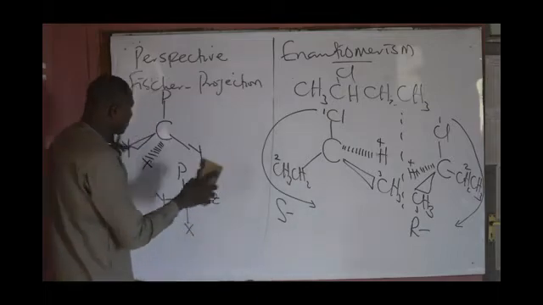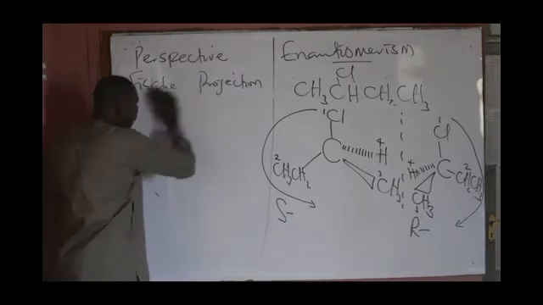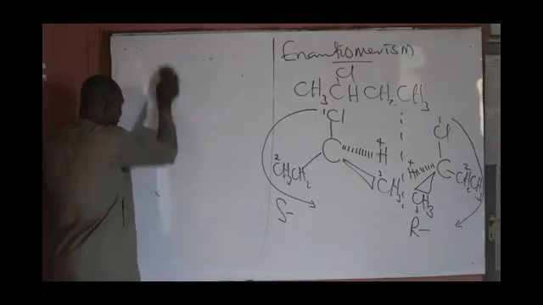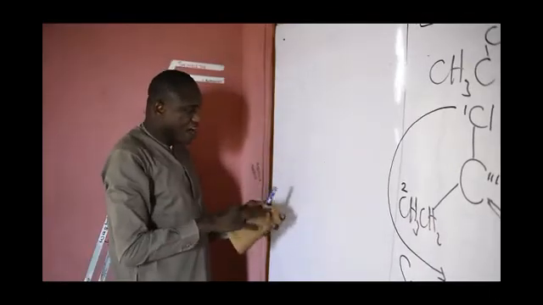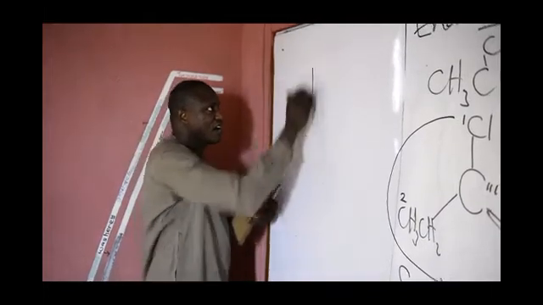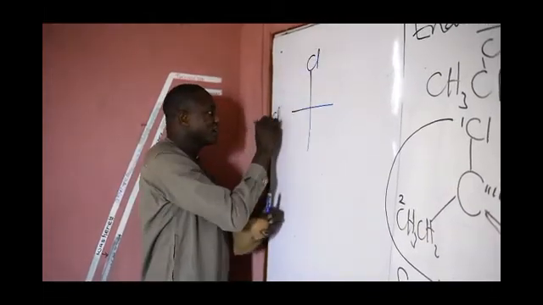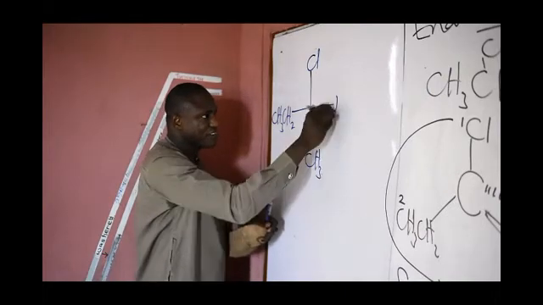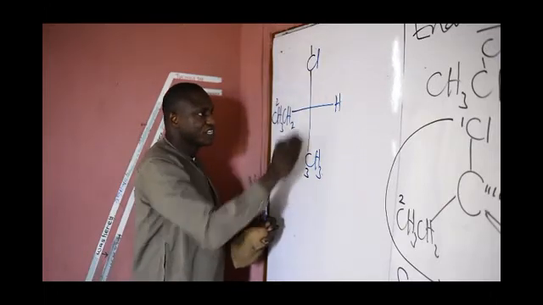Now, the same thing is applicable when you have the Fischer projection formula. If we draw the Fischer projection formula of the molecule, the expression is similar. This is the chiral carbon. You have chlorine here, an ethyl group here, a methyl group here, and hydrogen here. So here, this is 1, 2, 3, 4.